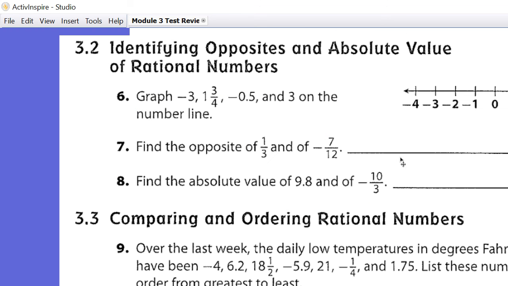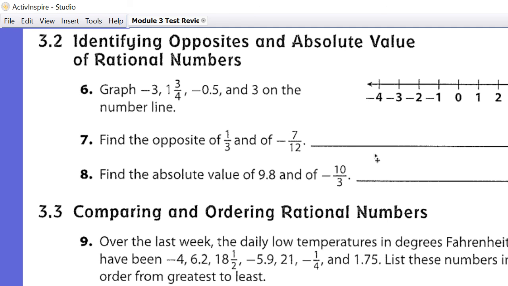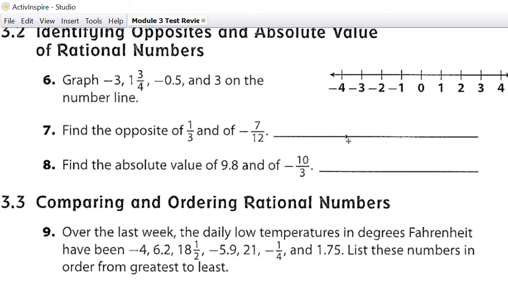So lesson 3.2, a little bit further down the page, is identifying opposites and absolute value of rational numbers. And number 6 simply asks you to graph. Some of these are pretty easy. Negative 3, let me move it over just a bit more, make sure we can see it all. Negative 3 is on the number line, you don't have to do any estimating there. 1 3/4 is between 1 and 2, but definitely closer to 2. So I'm going to put it about 3/4 of the way over and call that 1 3/4.